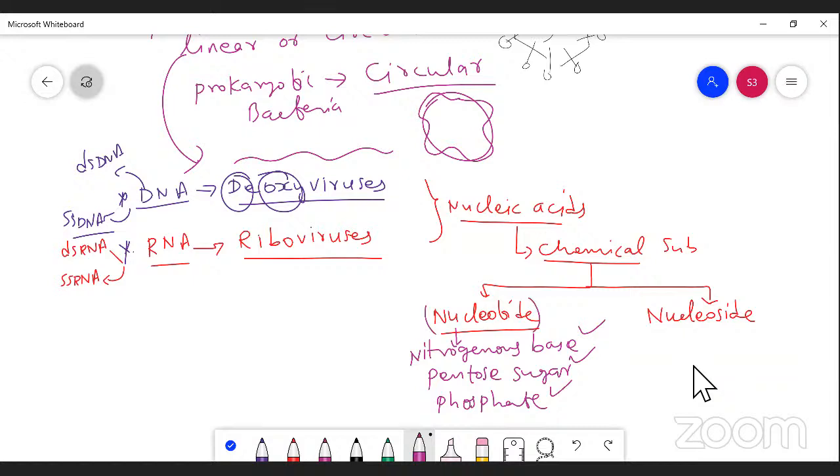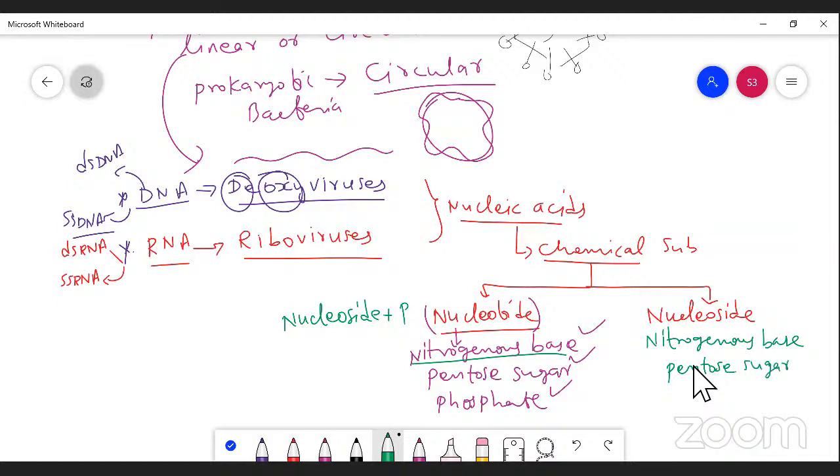These nucleotides are nucleoside plus phosphate. The nitrogenous bases are purine bases and pyrimidine bases. A nucleoside contains only two chemical compounds: a nitrogenous base plus a pentose sugar. Phosphate is absent in nucleosides. The nucleic acid contains nucleotides with a nitrogenous base, pentose sugar, and phosphate. That is the viral genome.